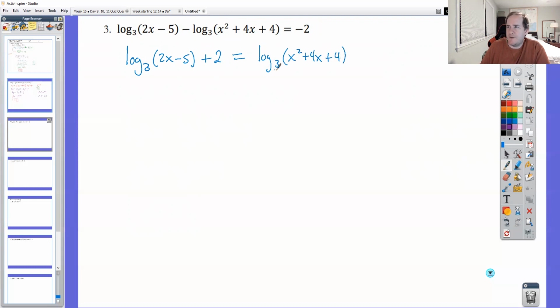And so I can't cancel the logs yet because of this pesky 2, but that's when you realize that a 2 can be re-expressed as a log with a base of 3, as long as you're taking the log base 3 of 9. That's a very fancy way to just write the number 2. So suddenly now I've got log base 3 of 2x minus 5 plus a log base 3 of 9. I can just use product rule now to combine those logs. And I'll have log base 3 of 18x minus 45.